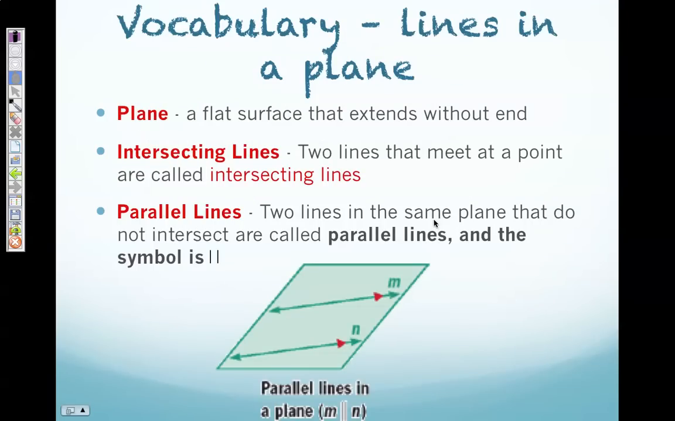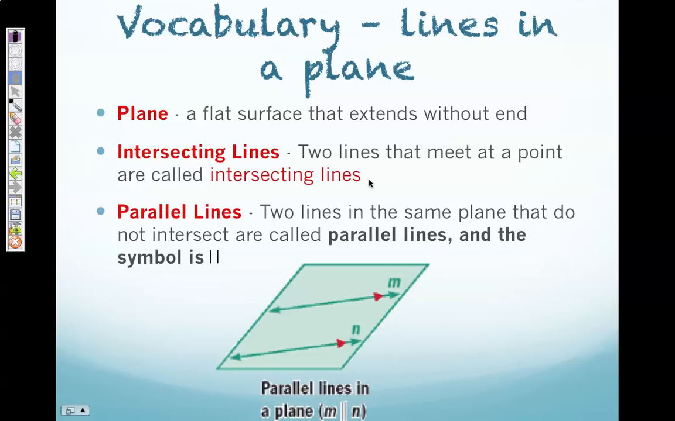All right, now we're going to talk about lines that lie in a plane, and we are on number 10 on your vocabulary list, and let's start with plane. A plane is a flat surface that extends without end, and all of your intersecting lines, parallel lines, perpendicular lines will lie in the same plane for this unit. So a plane is just a flat surface that extends without end. Intersecting lines are two lines that meet at a point, and those are called intersecting lines.